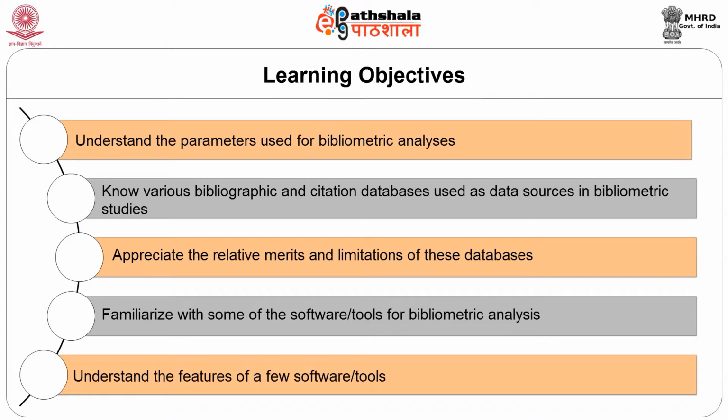The aim of this particular unit is not to make you expert on any one of these tools, but to make you aware about the possibilities of various sources and tools available for bibliometric studies. After completing this module, you will be able to understand the parameters used for bibliometric analysis. You will be able to know various bibliographic and citation databases used as data sources in bibliometric studies. You will also be able to appreciate the relative merits and limitations of these databases, and you will get yourself familiarized with some of the software tools for bibliometric analysis and also understand the basic features of a few software tools used for bibliometric analysis.